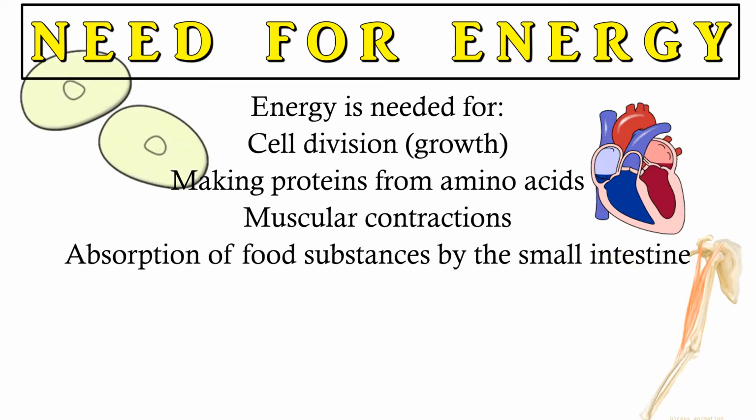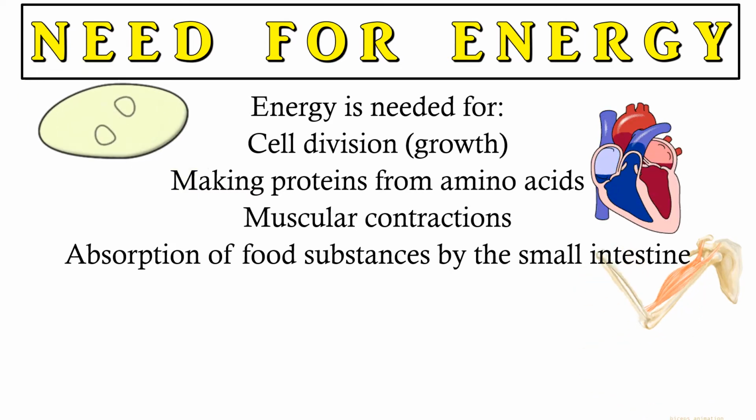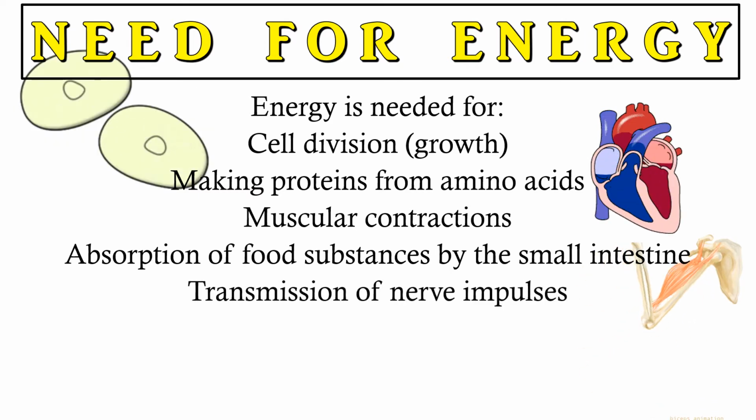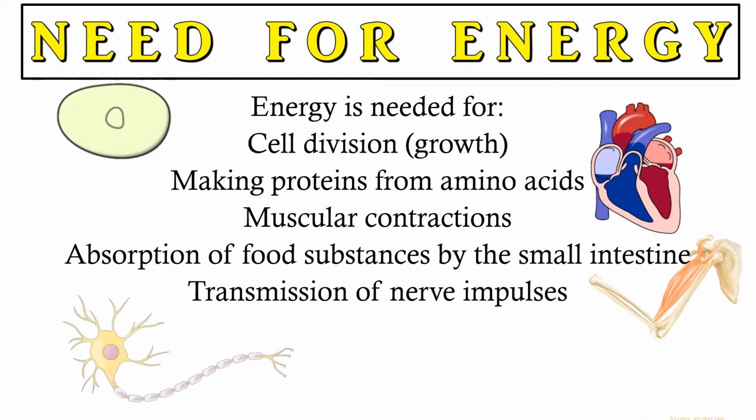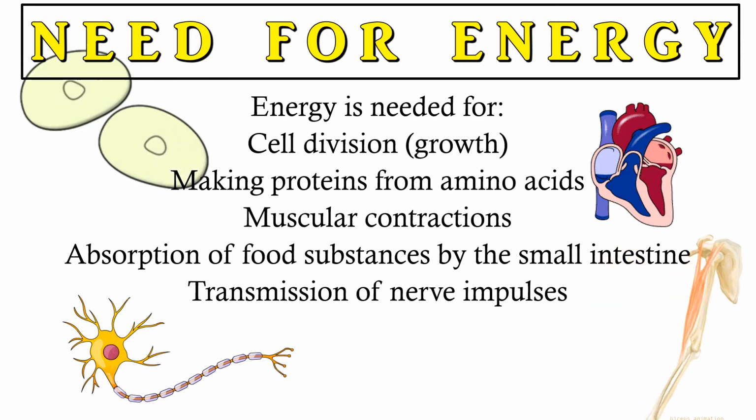We need to be able to absorb food substances at the small intestine. We have to take in fatty acids and glycerol and amino acids. And we have to transmit nerve impulses, send messages from receptor organs to the brain and back again.